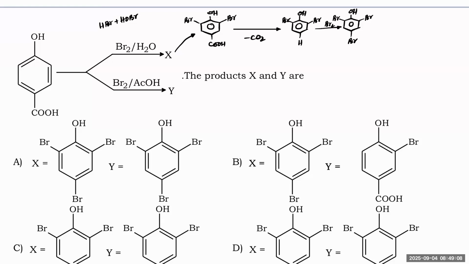Therefore, here what you will get is that one bromine will come here and COH will form, and that's it. Sir, why not a second bromine?